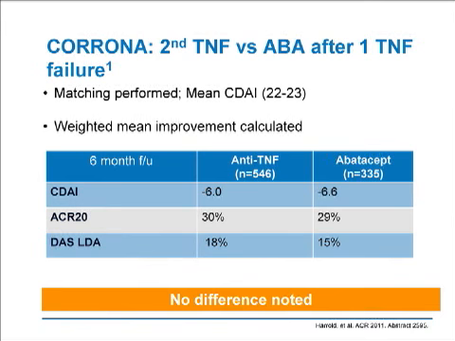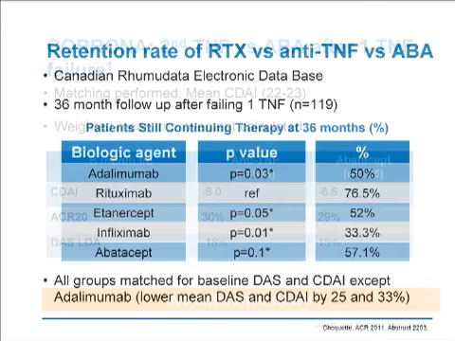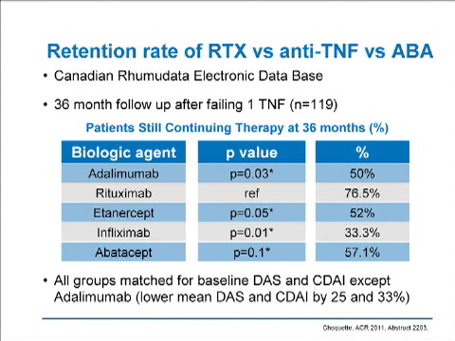And the idea is that physicians switch people if they don't do well. This is from the Canadian Rheumatoid electronic database, and it is just monitoring the duration of patients who, after failing one TNF, stayed on the second agent. They had 119 patients, and their target was 36 months of follow-up, so significant time of follow-up, meaning 3 years.